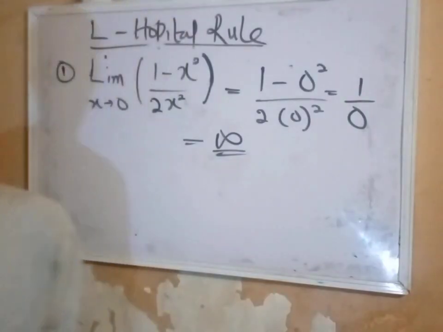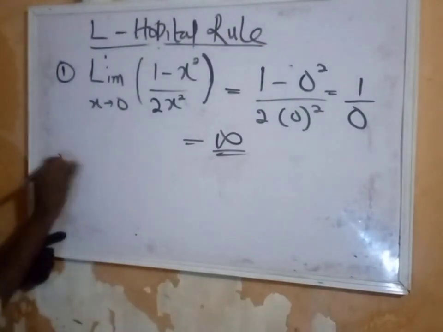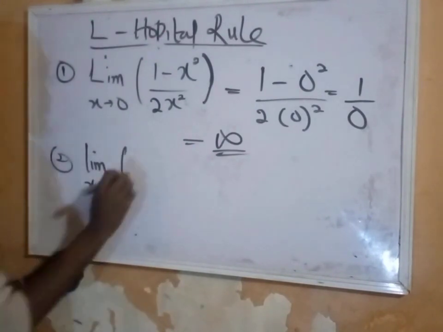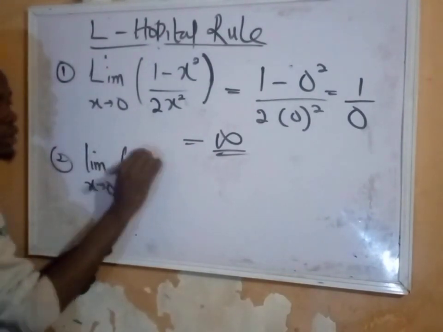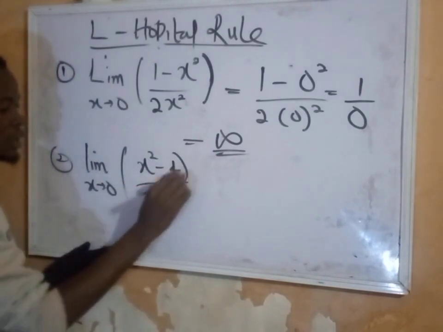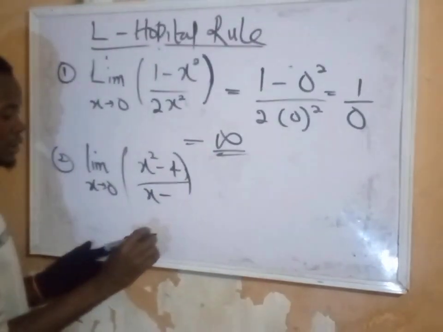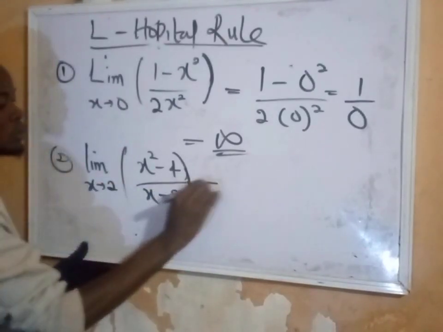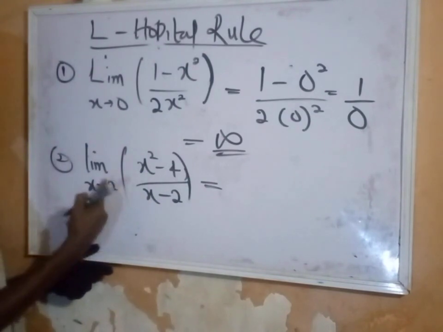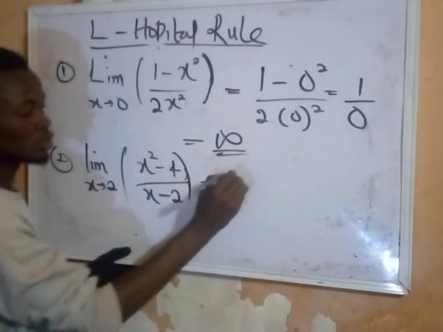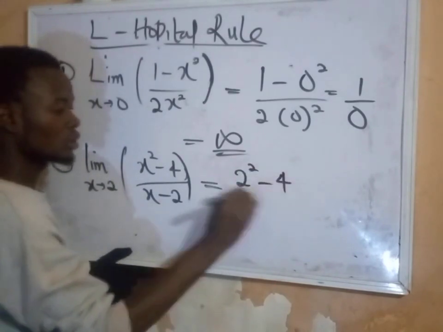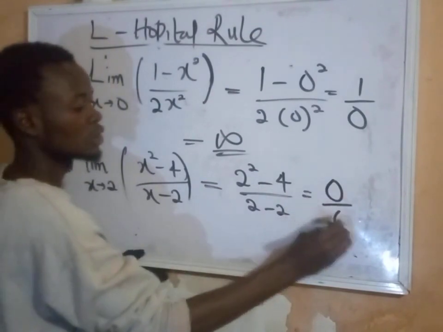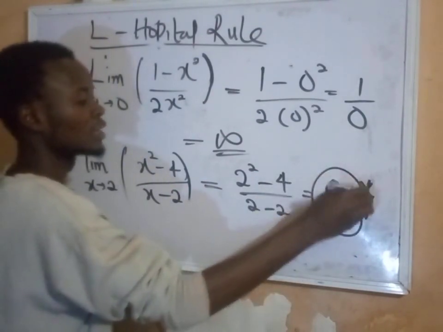Okay, let's say you have another example like this. Number 2, let's say you have the limit of x tends to 2 of x squared minus 4 divided by x minus 2. So you put the value of x tends to 2. Whenever you have x here, we replace it with 2. So here we have 2 squared minus 4 divided by 2 minus 2. And definitely this is 4 minus 4, that is 0, and this one is also 0. So this kind of thing is undefined.